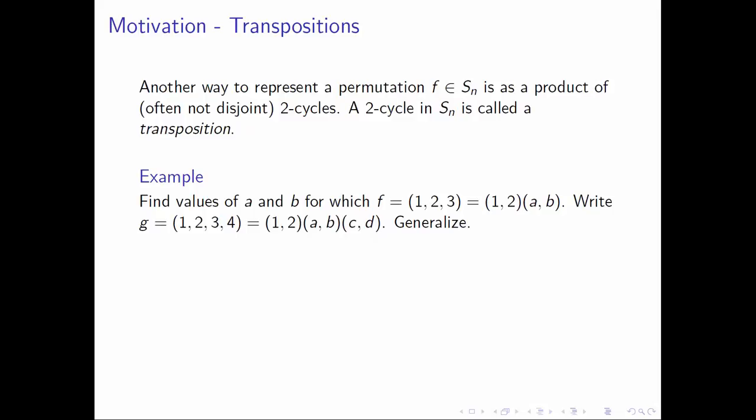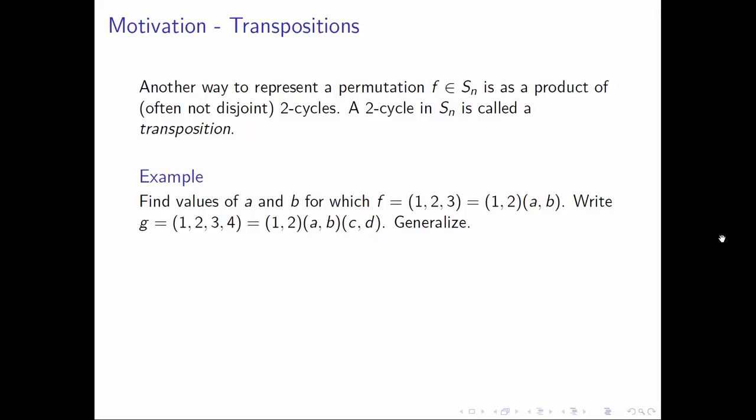So here's our example. Let's suppose that we have a permutation, a really easy permutation. It sends 1 to 2, 2 to 3, and 3 back to 1. Let's see if we can find values of A and B for which we can take F and write it as the transposition (1 2) multiplied by the transposition (A B). So let's see if we can figure out what A and B would have to be in order to make this equality true: (1 2 3) is equal to (1 2)(A B).